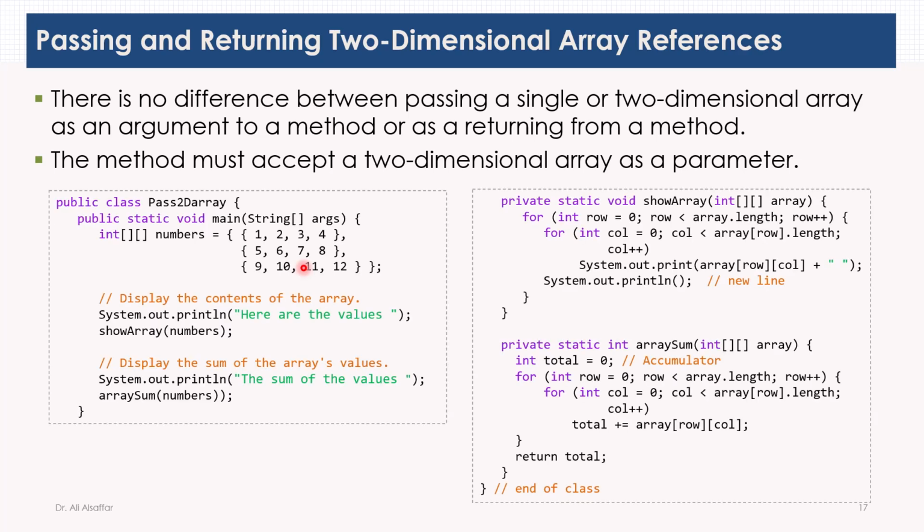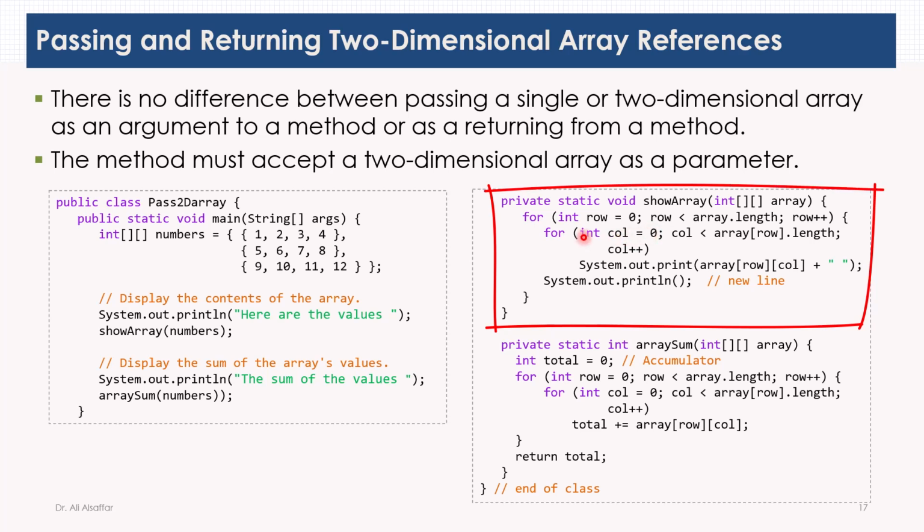Consider the following program. Let us first focus on the methods that are available in this program. We have two methods. The first one is called showArray. The second one is called arraySum. The purpose of the first method is to display the two-dimensional array row by row. The input parameter is a two-dimensional array of integer. It is called array. And as you can see, we are processing the array row by row. After printing the values of each row, we print a new line so that we print the two-dimensional array in a tabular form such that each row is printed on a separate line.